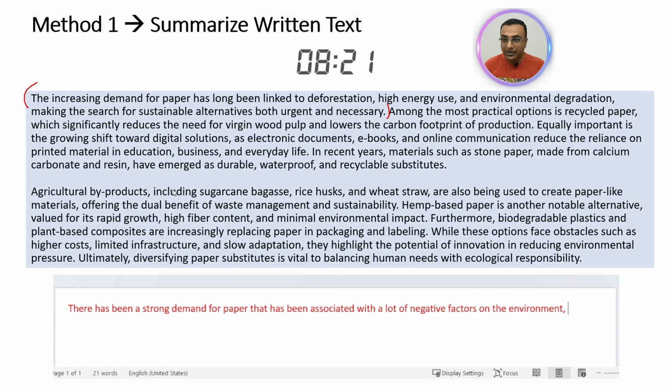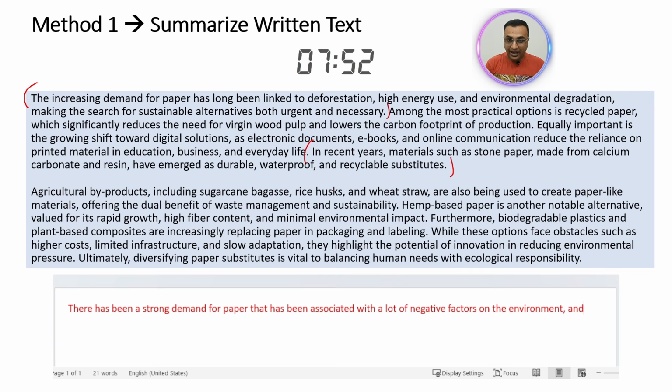All right. Equally important is the growing shift towards digital solutions as electronic documents, e-books, and online communication reduces the reliance on printed material in education, business, and everyday life. Okay. In recent years, materials such as stone paper made from calcium carbonate and resin have emerged as durable, waterproof, and recyclable substitutes. Okay, let me try utilizing this particular sentence.